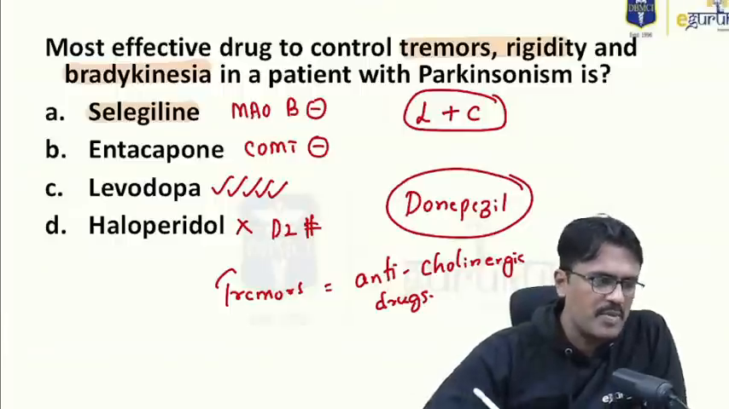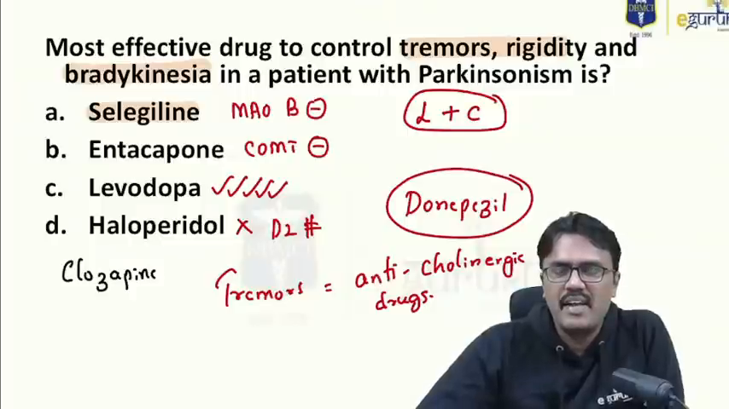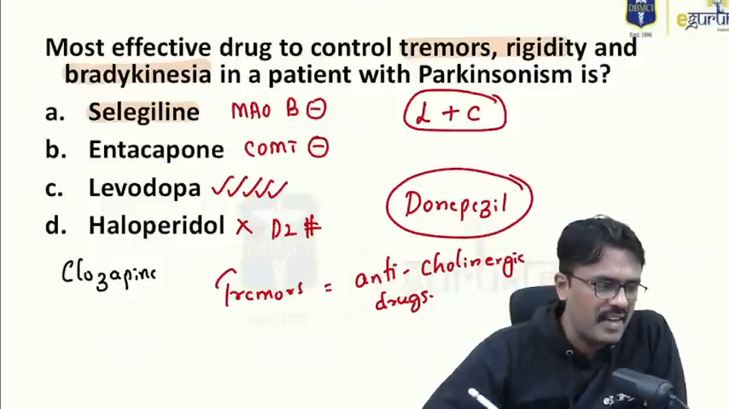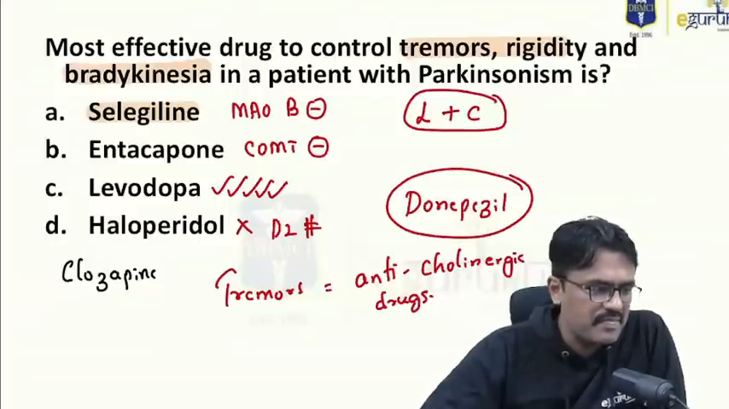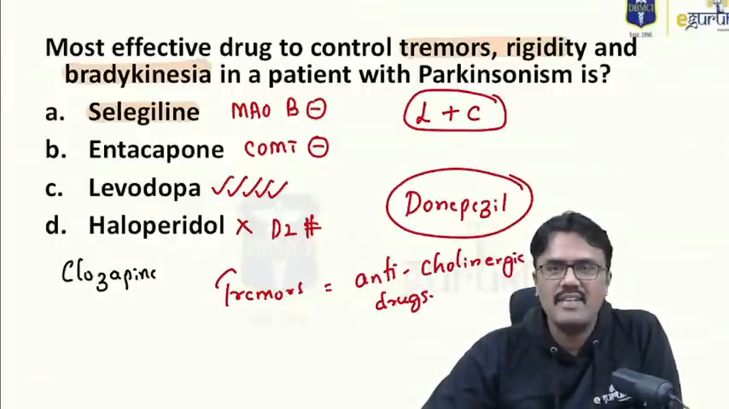So there are so many options I'm getting. Clozapine is there. So obviously, clozapine is an atypical antipsychotic, nothing to do with Parkinson's disease. And then haloperidol, it is not there. Selegiline is to be taken. Okay, so then we come to selegiline as the answer for this.